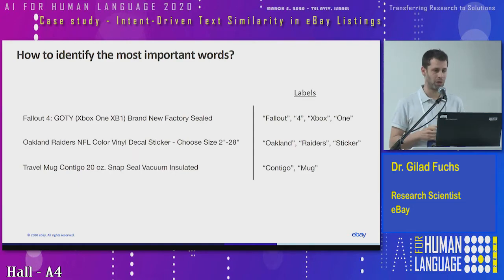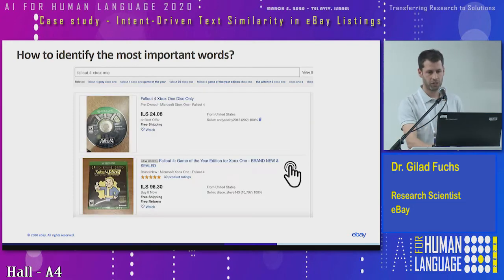And then we thought about a different solution, which is using the vast data we got on eBay from the users' search queries. So the assumption was that when users are searching for an item on eBay, they usually do not search for a brand new factory sealed, but they will search for Fallout 4 Xbox One. And the assumption is that when the user searches something, they are looking for the essence of what they are thinking about of the product they are looking for.